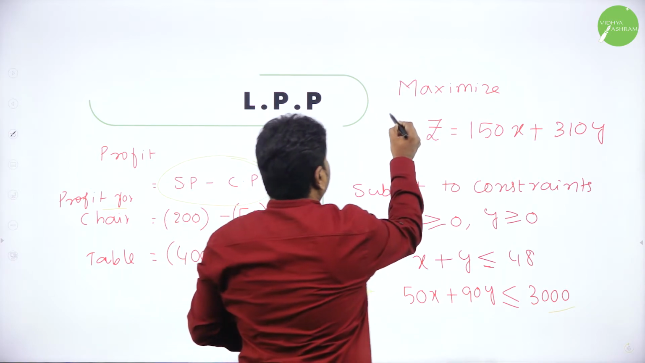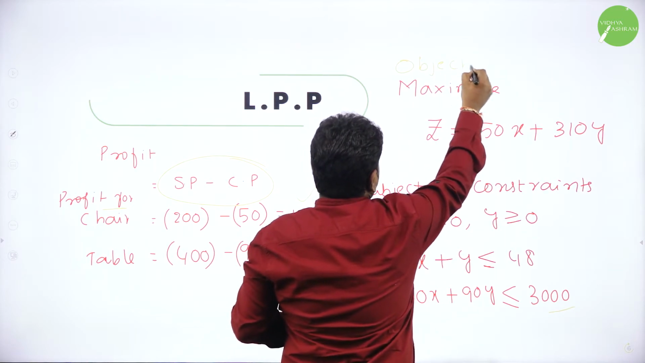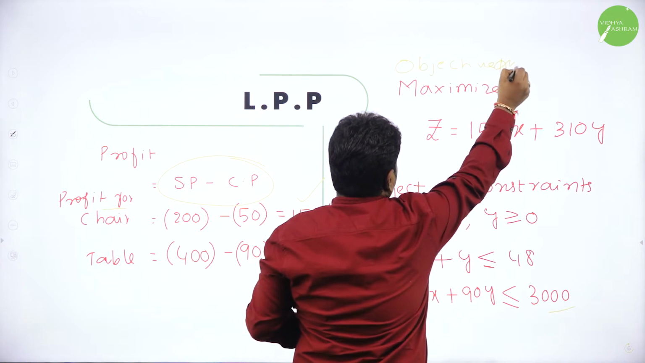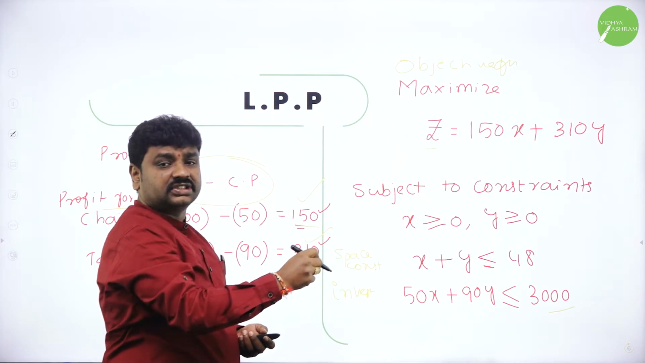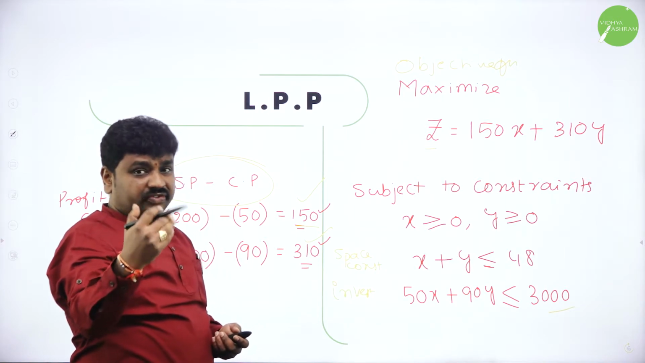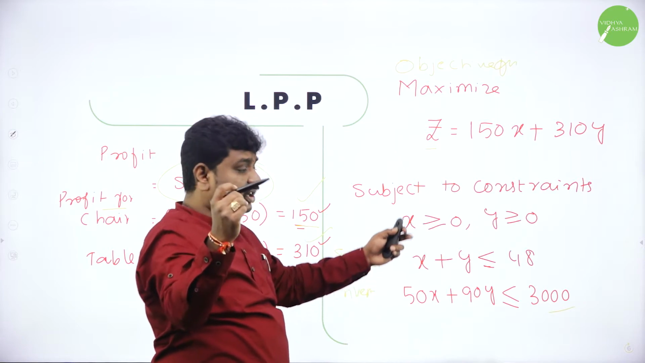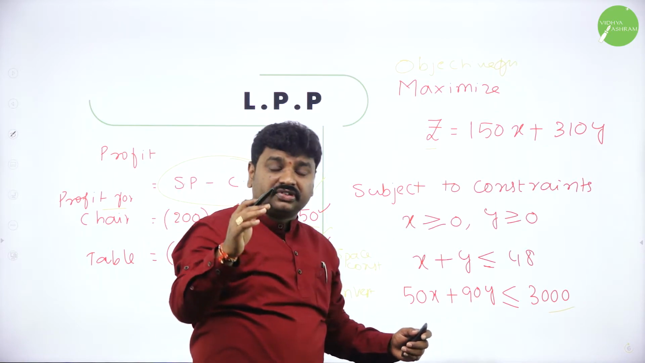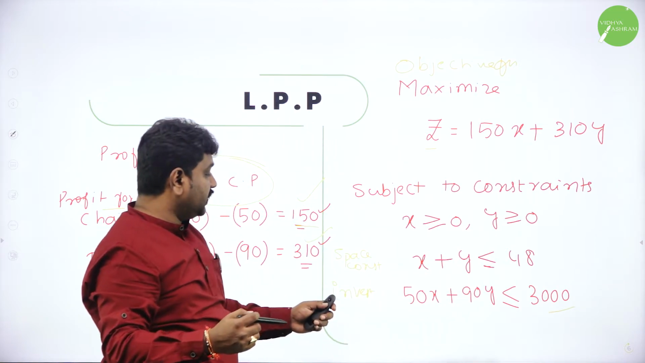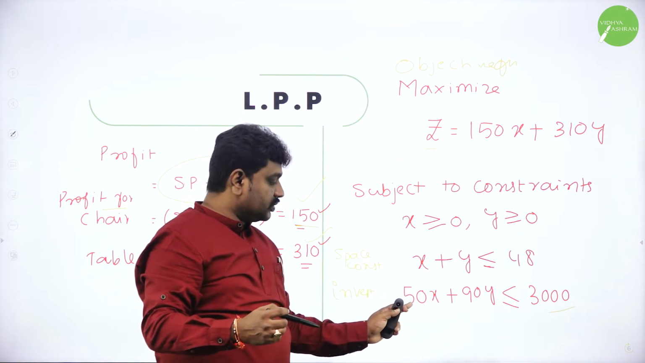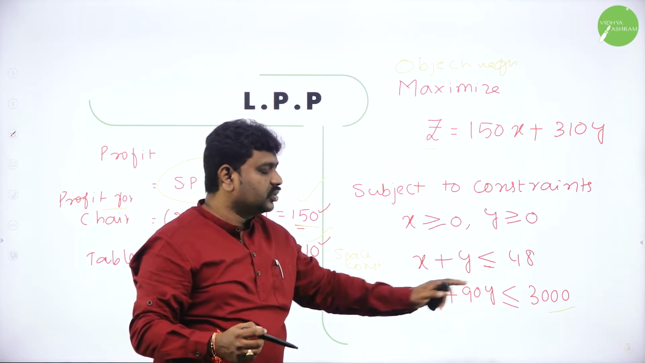And whatever I wrote here, this is what we call the objective function. Objective function means a function of the form z which we need to maximize or minimize, subject to conditions. What are the conditions? The number of pieces, whatever you are taking, should always be positive. So x should be greater than or equal to 0, y should be greater than or equal to 0, and the number of pieces cannot exceed 48. So x plus y should be less than or equal to 48. And investment, so total cost should not be more than 3000, so less than or equal to.